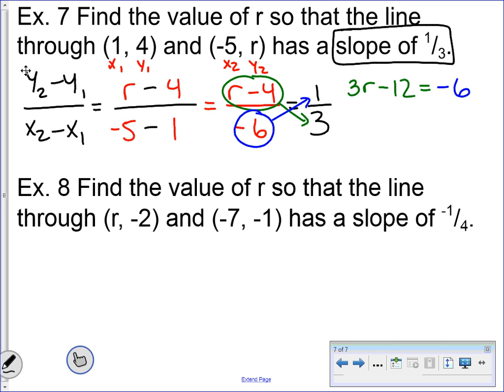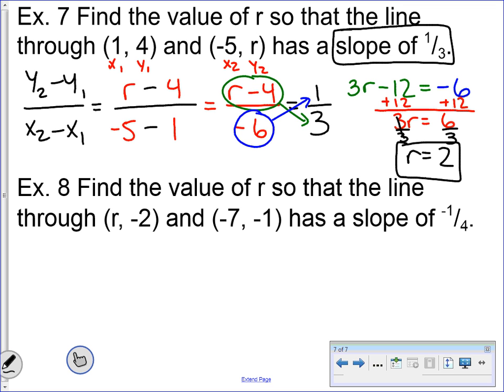I can solve this problem for the missing value r. I have a negative 12, so I will add 12 to both sides. So 3r equals 6. Lastly, I will divide by the coefficient. So 6 divided by 3 is 2, and that is the missing number. Now, if you'd like to set the last one up yourself and try it first, you can do that now.